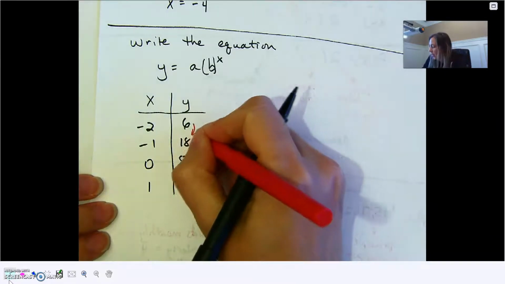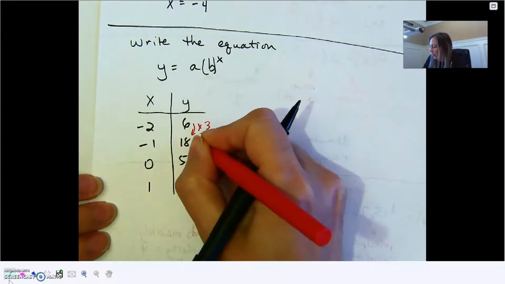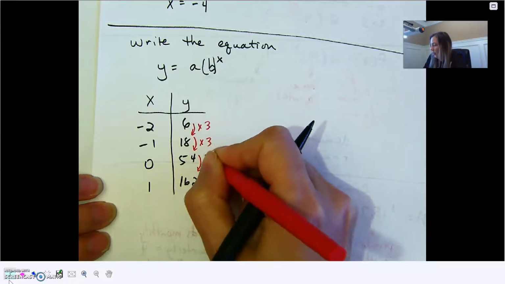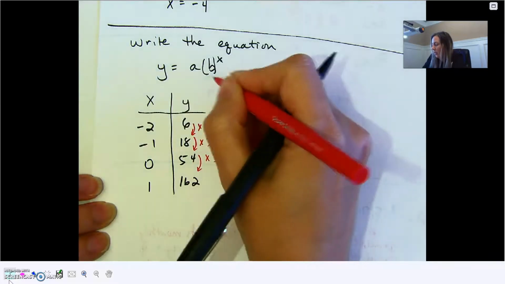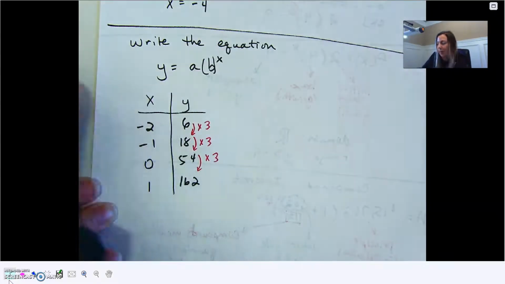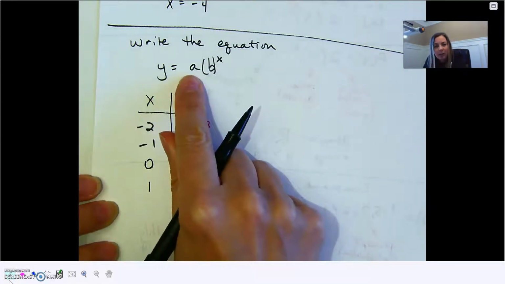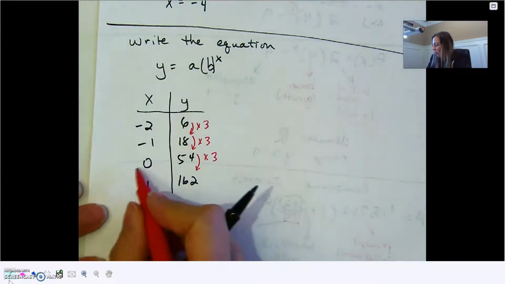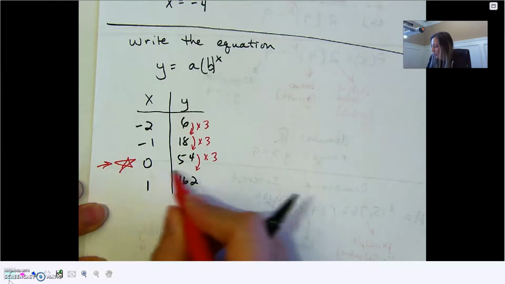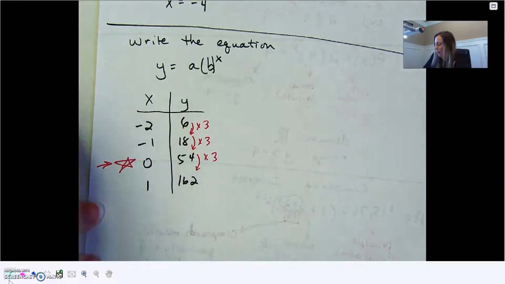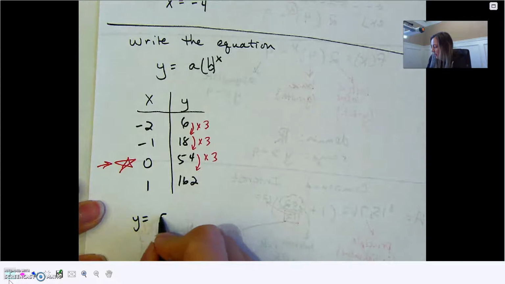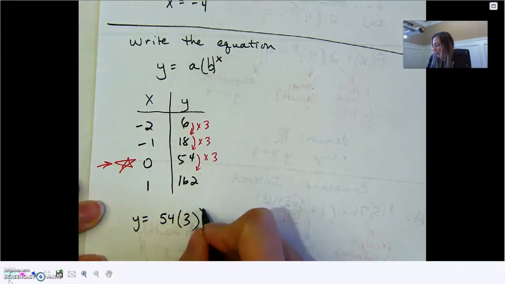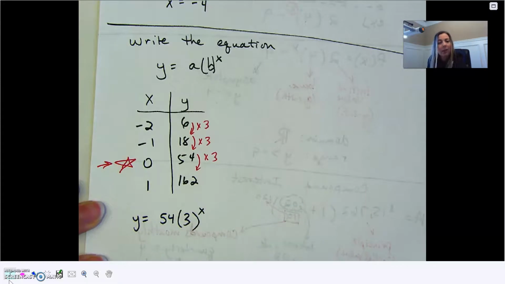So going from 6 to 18, that's times 3. 18 to 54, that's times 3. 54 to 162, that's times 3. So that's going to be our base. We're multiplying by 3. The a is your initial value. The initial value is when the x is 0, so that would be right here. My initial value is 54. So your equation would be 54 times the base 3 to the x. That's all there is to it.